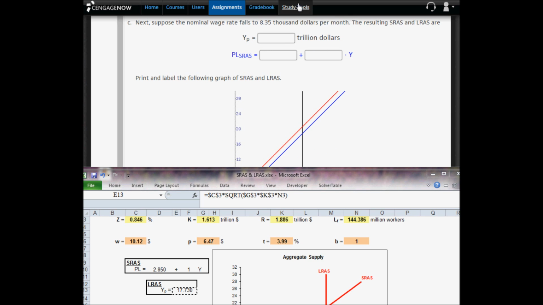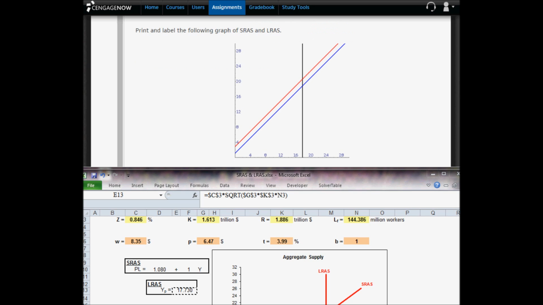Next, the nominal wage rate falls to $8,350 per month. So we're going to copy this and paste it into our spreadsheet down here. So the nominal wage rate went from $10,120 to $8,350. Again, this is only going to have a short-run effect on aggregate supply. There isn't going to be a long-run aggregate supply effect. And you're going to see that when the intercept of the short-run aggregate supply curve changes, but nothing happens to potential output when I hit enter. So short-run aggregate supply's intercept falls to 1.080. The slope is still 1, and potential output is still 17.730.